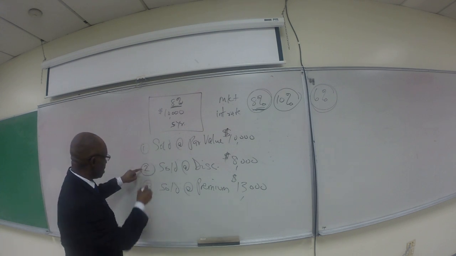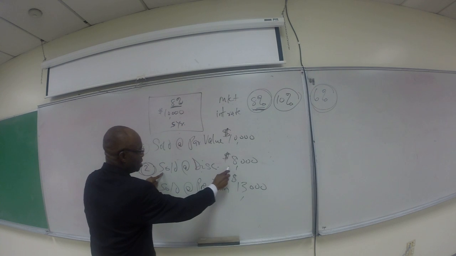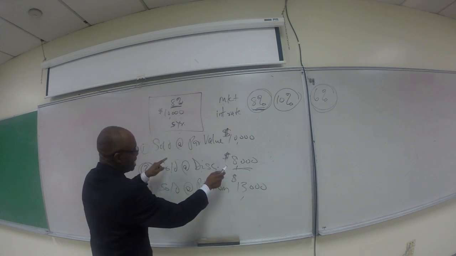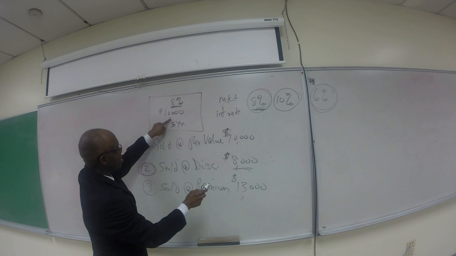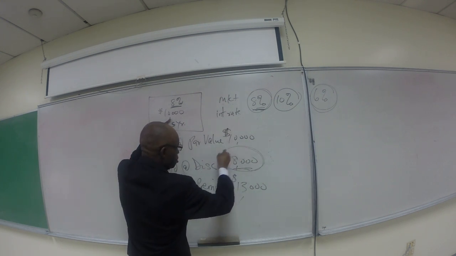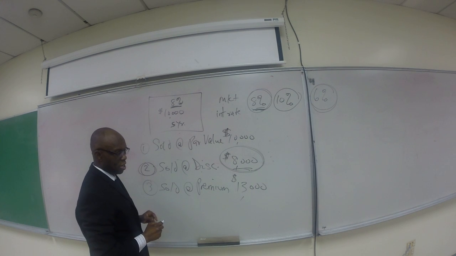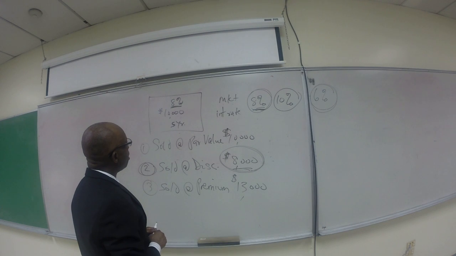So let's take a look at this situation here, where the bond was sold at discount for $8,000. That the company is going to pay $10,000 at the end of 5 years, but the company only receives $2,000. Now let me back up. So take a look at what happens.